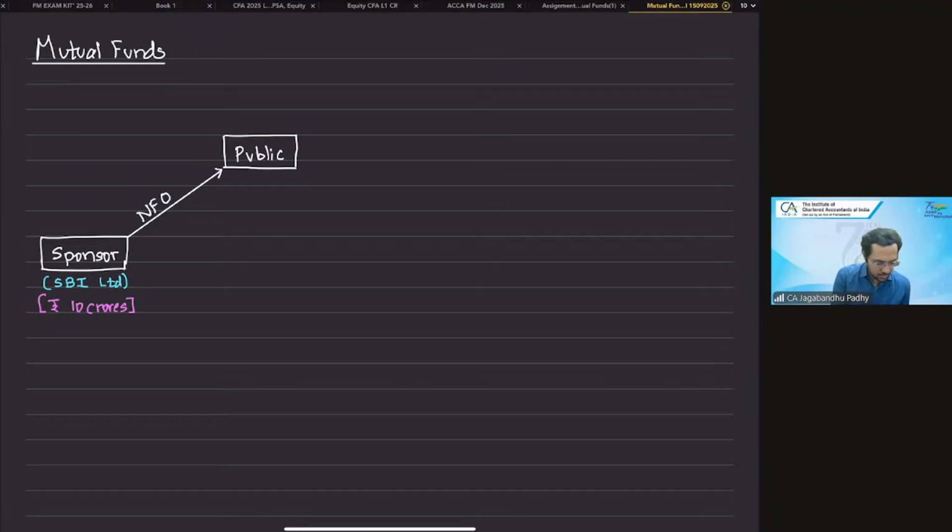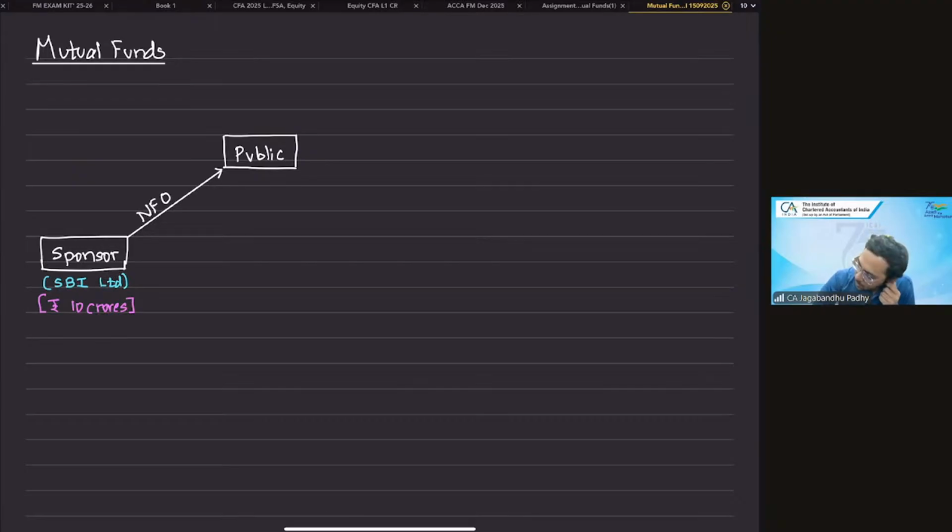What is the thing that we call when we are looking at the raising of funds by a public limited company from the public at large? IPO. Same way, when a mutual fund approaches the public at large with an offer, that's called an NFO or new fund offer.